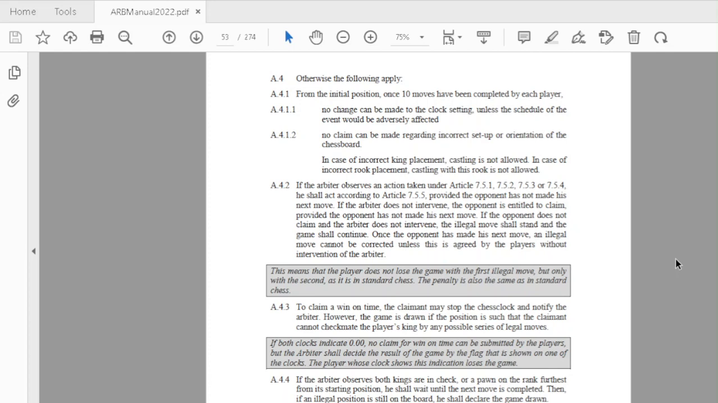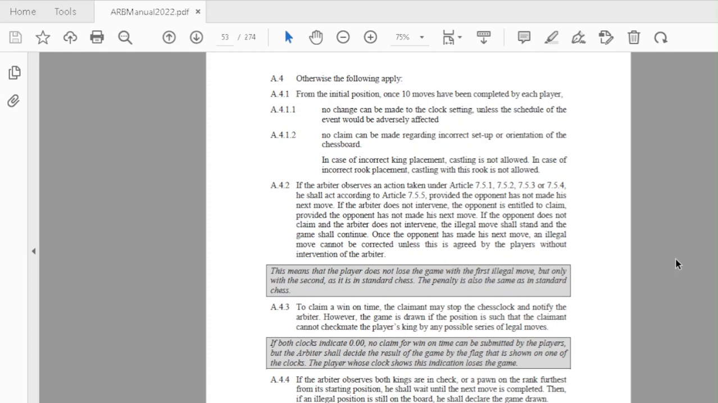So with blitz and rapid, the legal moves actually stand once the opponent has made his next move. An illegal move cannot be corrected unless it's agreed by the players. So both players must actually agree if they want to turn back the clock and fix the illegal move. Otherwise, the illegal move stands. So that's quite interesting with blitz and rapid, that illegal moves can actually stand and cannot be rectified once it's been done. So that's one thing.